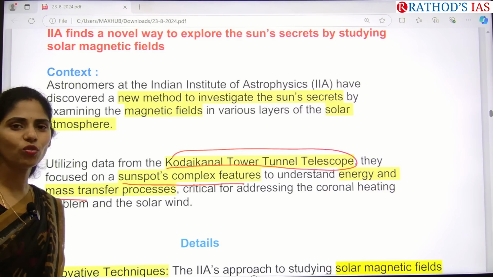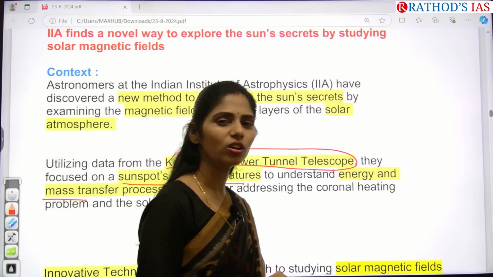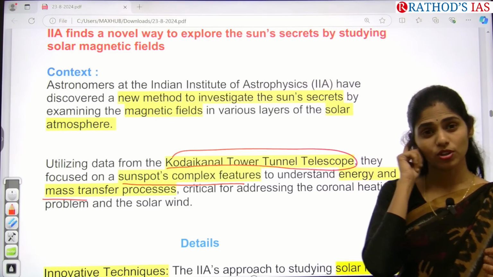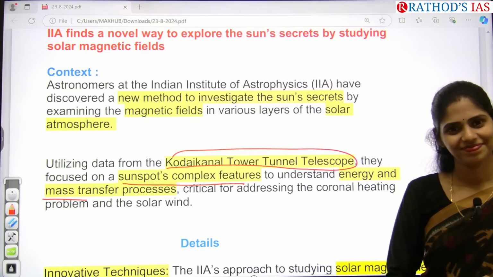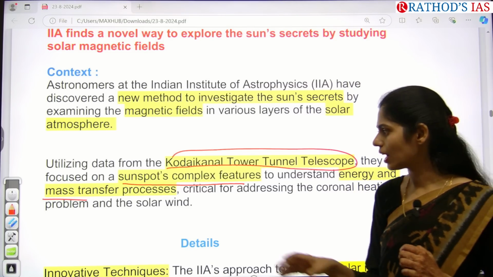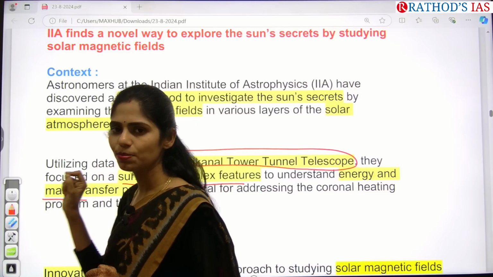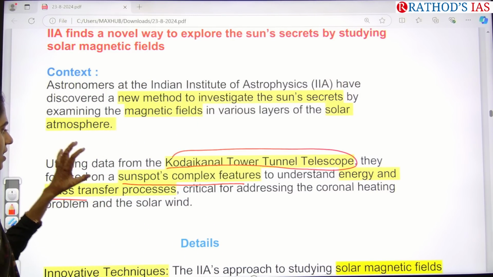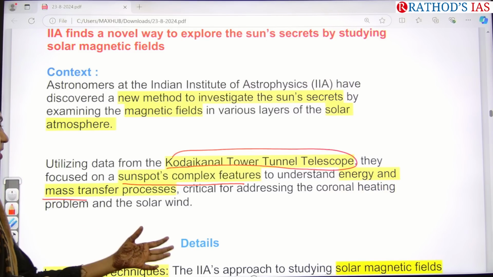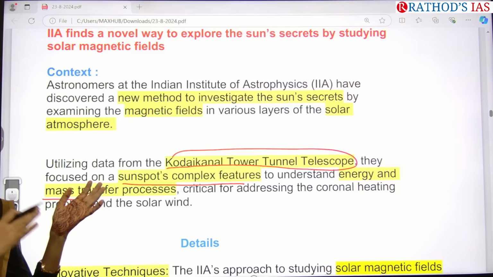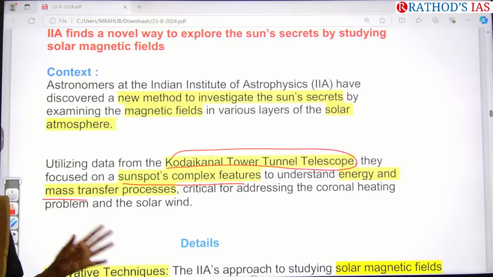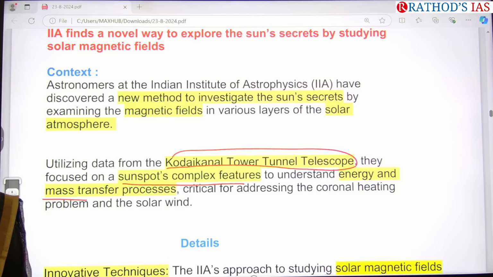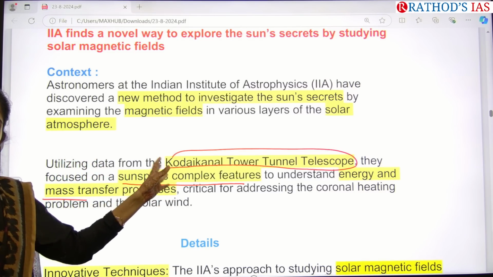Tell me, what is a sunspot? Are they hot or cool? Sunspots, hot bodies or cool spots? Yes, cool. Comparatively, sunspots have less temperature, so they are called cool areas. In sunspots, they are trying to understand the energy and how mass is transferred from one atmosphere to another, and the impact on coronal heating, solar winds and solar flares. This is the study they are going to do.